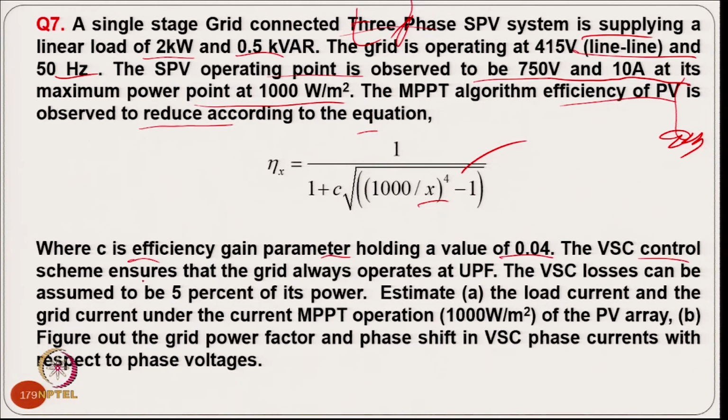The voltage source converter control scheme ensures the grid always operates at unity power factor. The voltage source converter losses can also be assumed to be 5% of its power. Estimate, A, the load current and the grid current under the current MPPT operation of 1000 watt per meter square of the PV array, and B, figure out the grid power factor and the phase shift in the VSC phase current with the phase voltage.